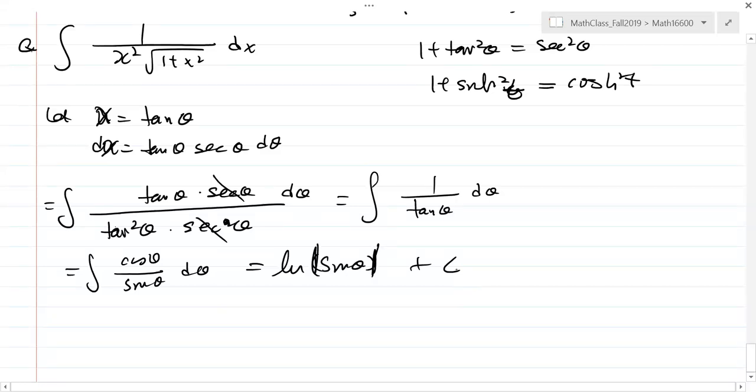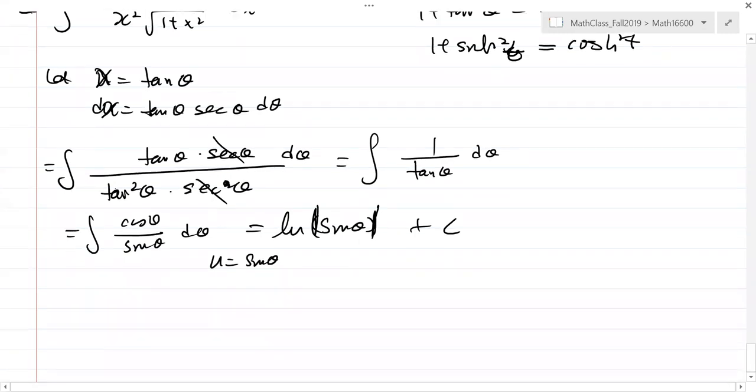I skip one step here. You can solve the problem using substitution. But then you have to express sine theta in terms of tangent squared theta. So how do you do that?